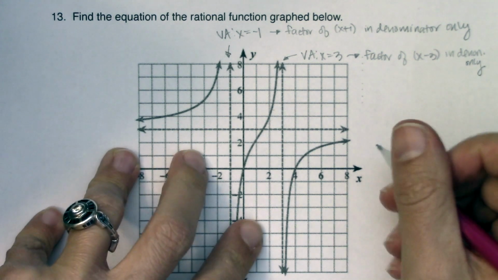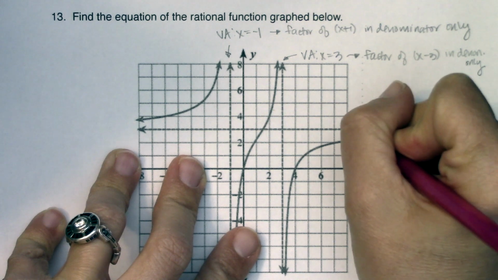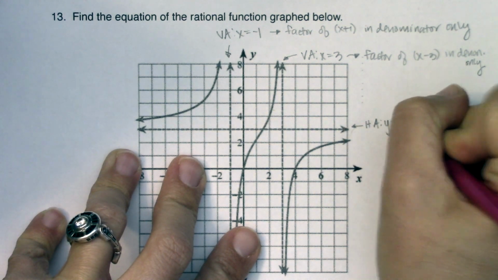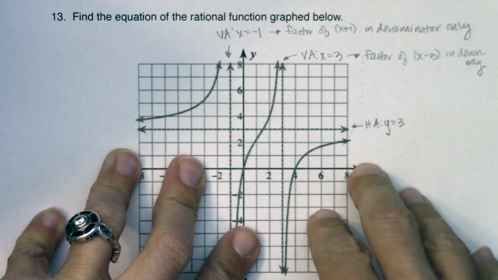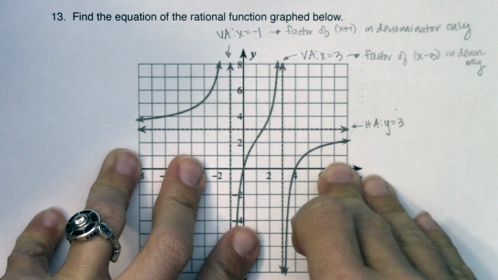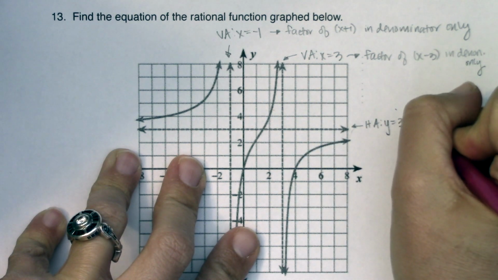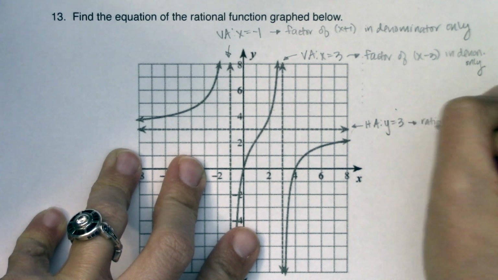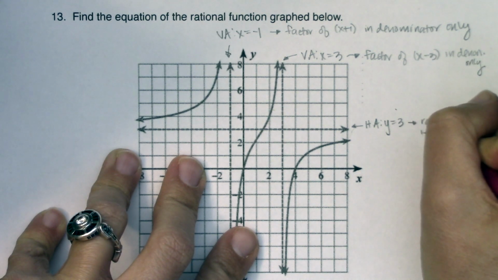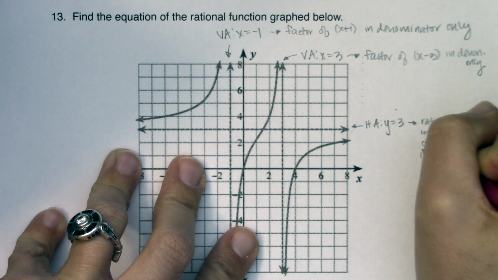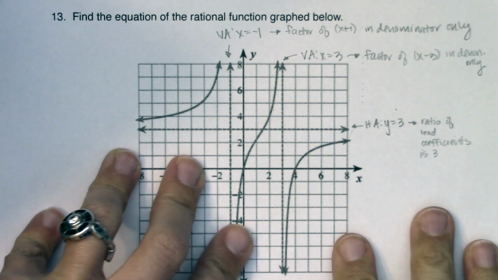Okay. I also see I've got a horizontal asymptote at y equals 3 here. All right, and with that, that tells me that the ratio of my lead coefficients between numerator and denominator is 3. So let me go ahead and write that my ratio of lead coefficients is 3. All right, so these are all things to keep in mind.